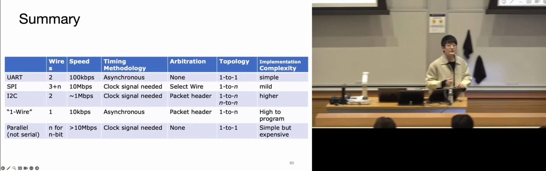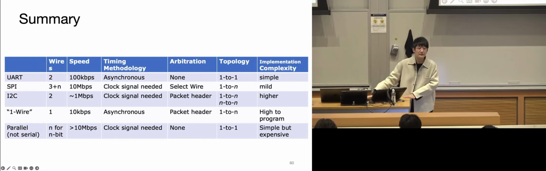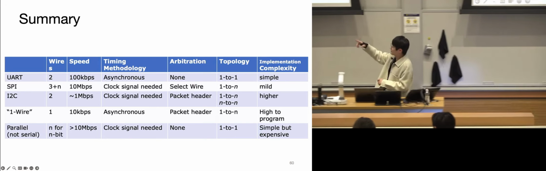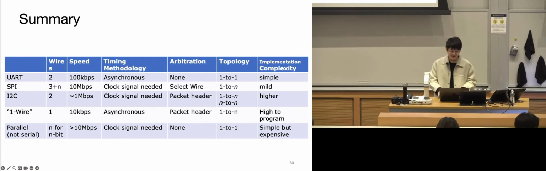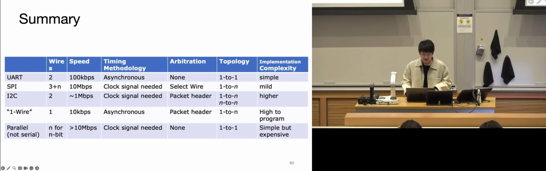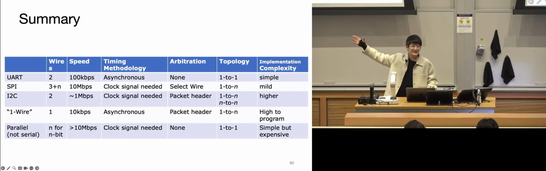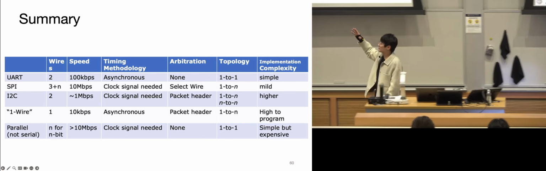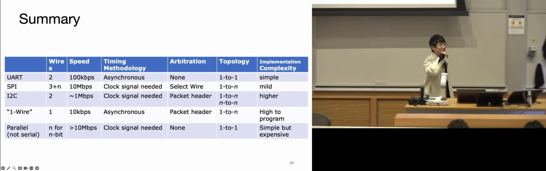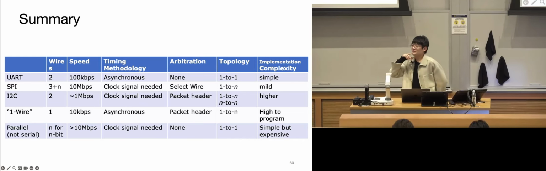Yes? If it's N for N bit and it needs a clock signal, how is that possible? Oh, the clock, there will be another line. Yes, sorry. Technically, another line for the clock. Clock signal will be needed. It's pretty simple, but expensive. Any questions regarding the serial communication protocols and the one non-serial communication protocol here? We good?